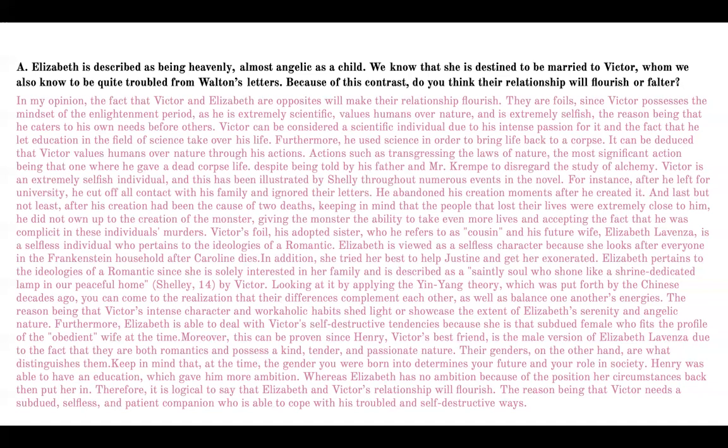Therefore, it is logical to say that Elizabeth and Victor's relationship will flourish, that reason being that Victor needs a subdued, selfless, and patient companion who is able to cope with his troubled and self-destructive ways. And as we know, Victor and Henry's relationship is very successful, and we know that Elizabeth is the female version of Henry. Therefore, logically, it would make sense for Victor and Elizabeth to have a successful relationship, which is to flourish.